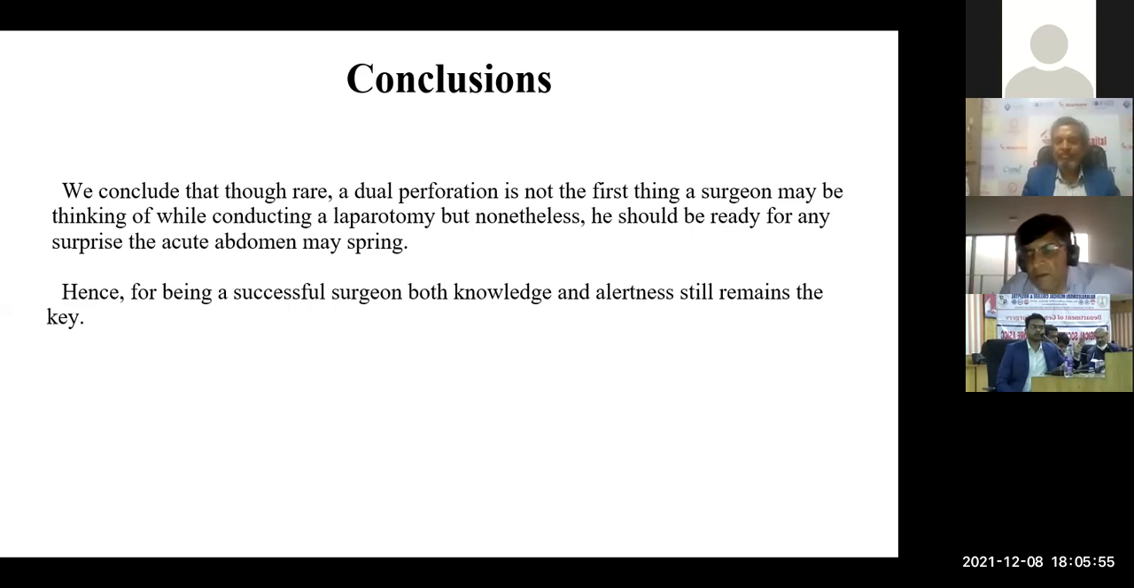The initial suspicion is an acute appendicitis. Can you not look at the ileum through the appendicitis incision? You can, sir. I cannot understand the rationale of doing a further laparotomy. You could have extended the incision. Whoever has done this, can they explain what was the logic behind doing a second laparotomy?